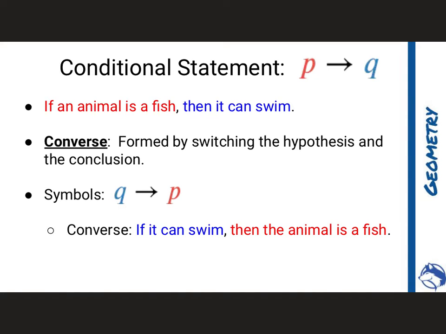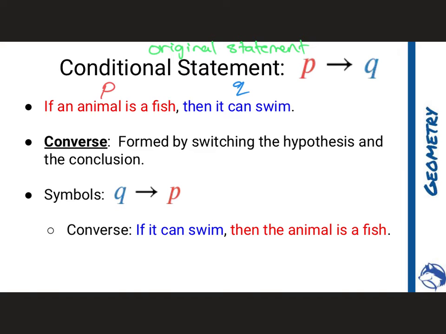All right, so now we're going to talk about the converse. So remember the conditional statement, this is like our original statement. So our original statement is P implies Q, or you could also think of it as if P, then Q. So in this scenario, it's if an animal is a fish, then it can swim. Where this part at the beginning in red is my P, and this second part is my Q.